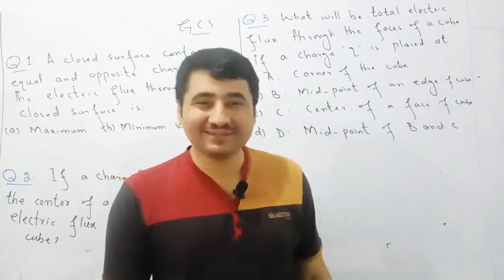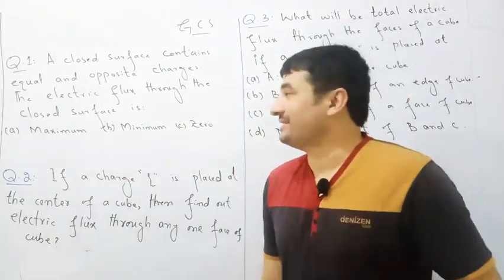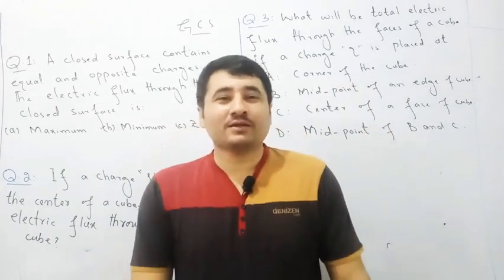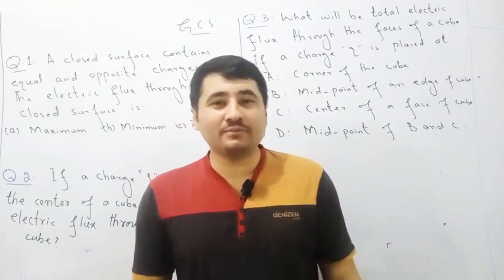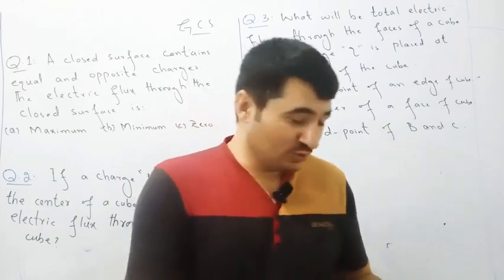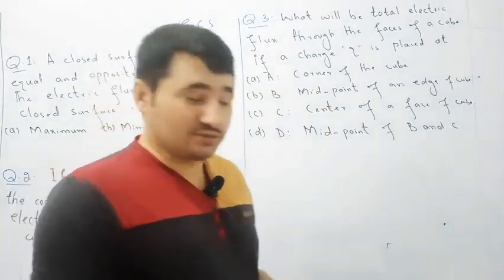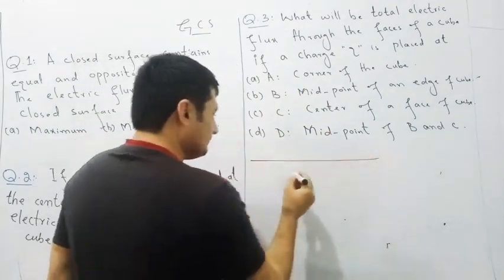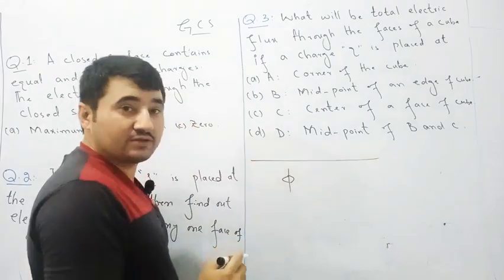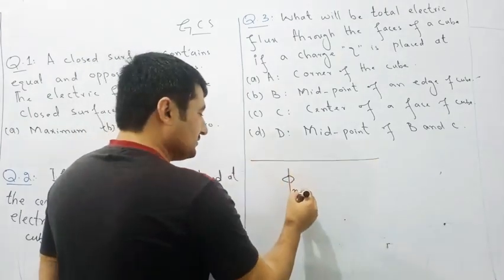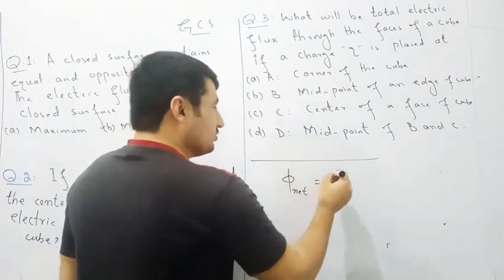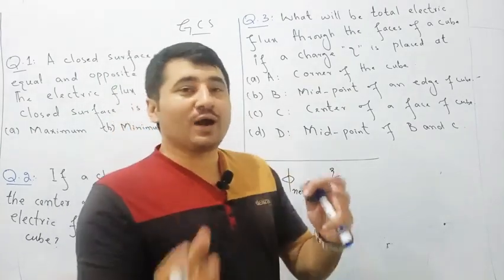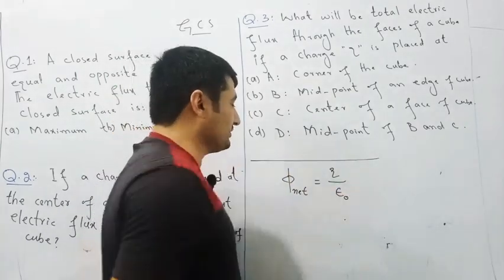I'm Dr. Muhammad Majid, and today we will discuss very important and very interesting conceptual questions and Etea MCQs on Gauss's law. We have studied Gauss's law in our previous lecture. If you remember, the net electric flux through any closed surface is equal to the total charge enclosed by that surface divided by the permittivity. In case of vacuum, it is epsilon naught.